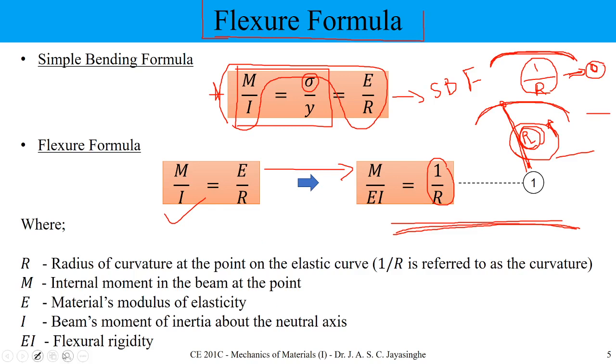And the other components here, we already know. So M, what is it? The bending moment. I is the second moment of inertia of your cross section about the neutral axis. And 1 over r, again, is the curvature, and the radius of curvature is r.